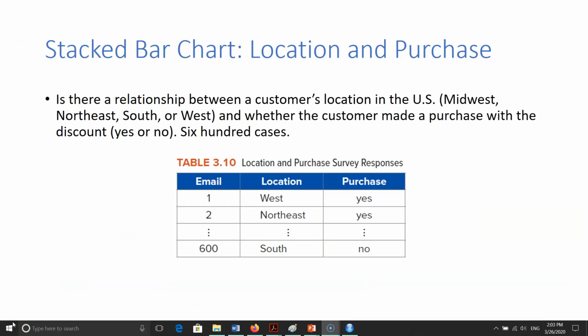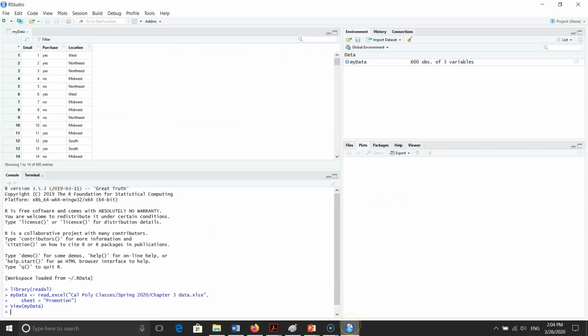Now let's look at how we can create a stacked bar chart in R. In this example, we are going to create a stacked bar chart to explore the relationship between a customer's location and whether the customer makes a purchase. There are 600 cases in our dataset. In RStudio, I have imported the promotion data into a data frame and labeled it MyData.